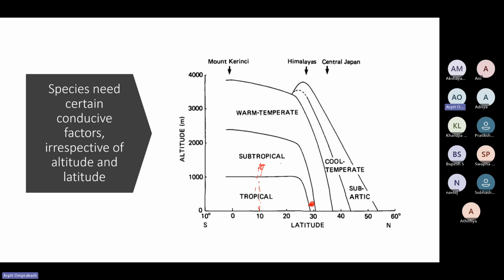So basically, what matters for these different kinds of forests or trees to grow is the climatic and soil factors that are present, and not the altitude or the latitude. Exactly. So even in one latitude, you can find different kinds of forests if you change the altitude, and even in one altitude, you can find different kinds of forests if you change the latitude.